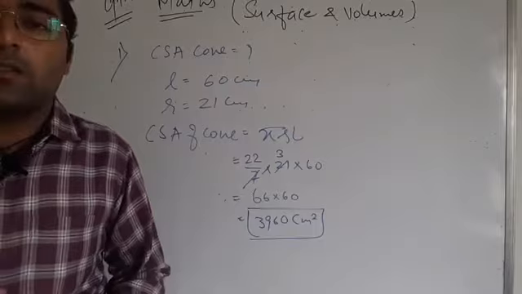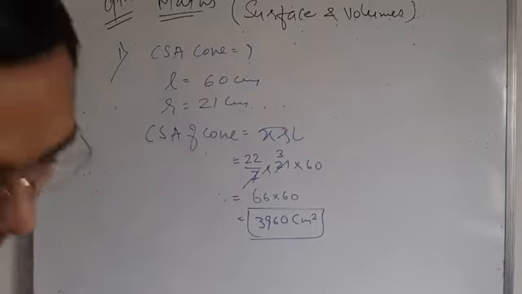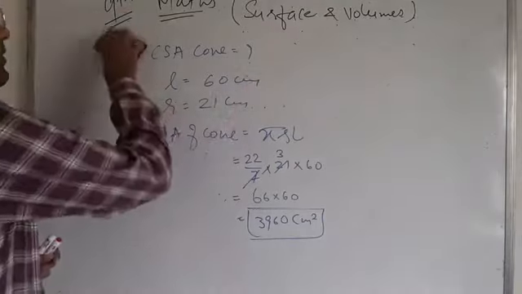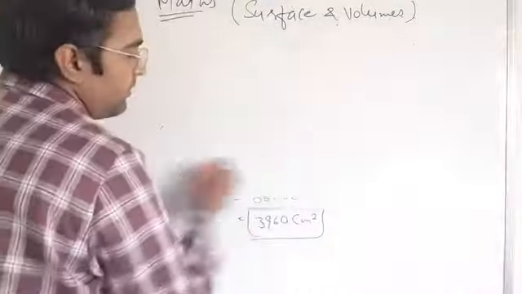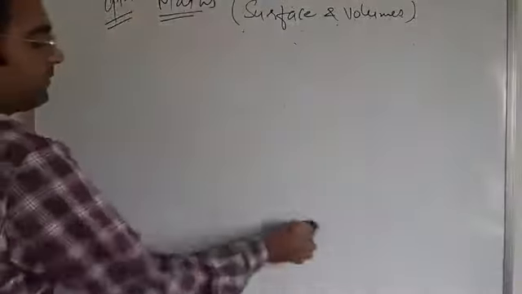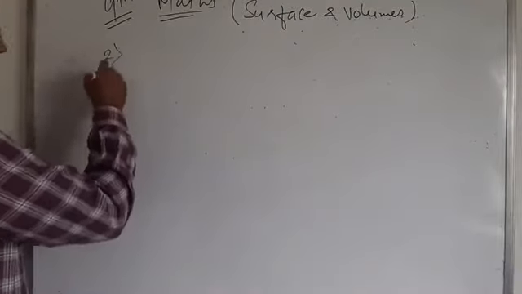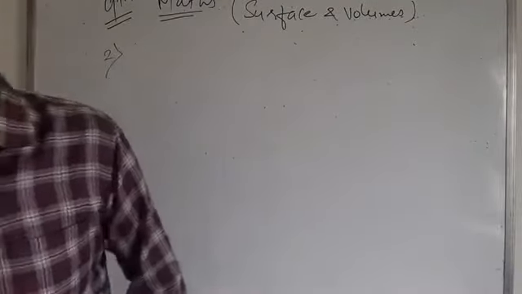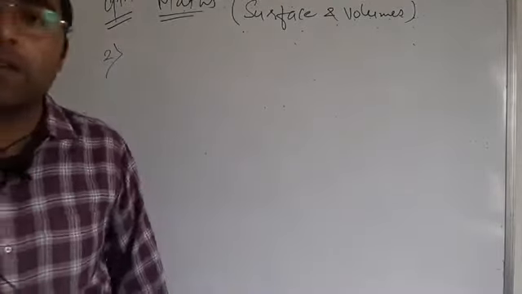We are moving on to the next question. Second question: the radius of the cone is 5 centimeter and the vertical height is 12 centimeter.